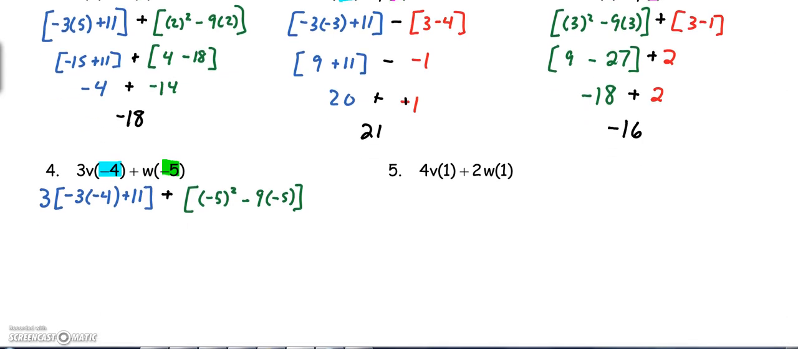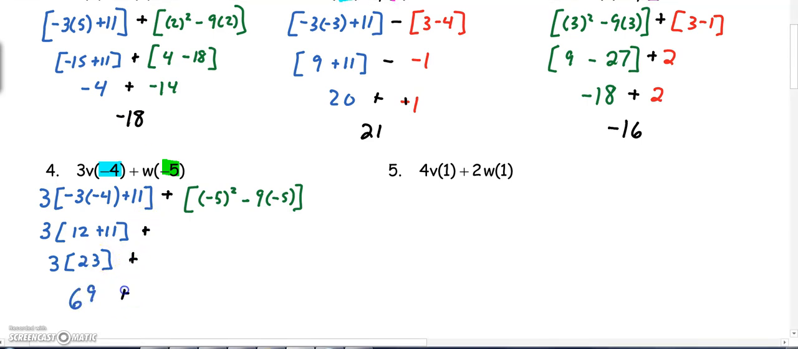So let's look function by function. I'm going to use the v function first. 3 times 12 plus 11. 12 plus 11 is 23. So 3 times 23 is 69. Carry down my plus sign. In my w equation, negative 5 squared is 25. Negative 9 times negative 5 is plus 45. So I have plus 70. So 69 plus 70 gets me 139.